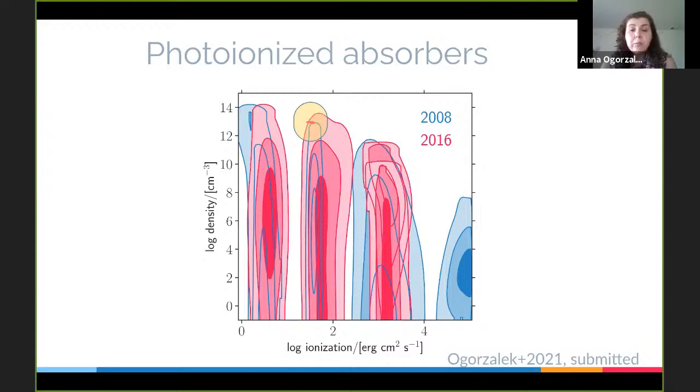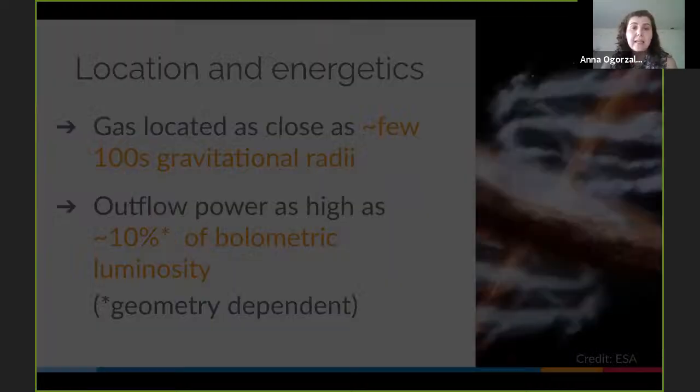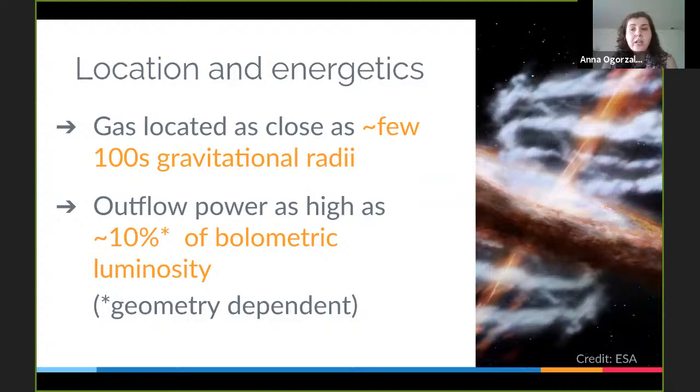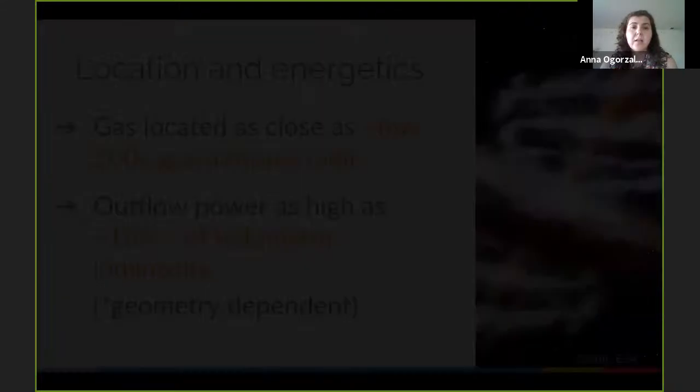These measurements are extremely helpful in determining the outflow power and its impact on the galaxy. And we see that in this one object, there's a high density component, which is located close to the black hole at a few hundreds of gravitational radii. For the AGN feedback, the total power of the outflow that's measured is as high as 10% of the bolometric luminosity, making it energetically important in the context of galaxy evolution.